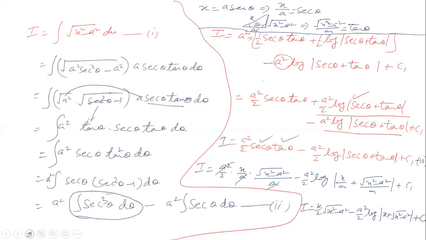Hence the integration of square root x square minus a square dx using substitution method we have solved, and it is x upon 2 square root x square minus a square, minus a square upon 2 log of x plus square root of x square minus a square, plus C. That's all in this video.